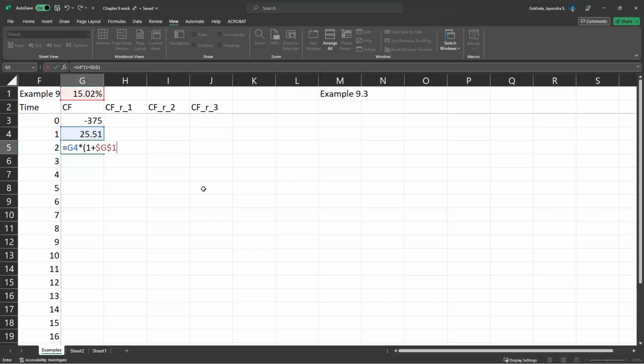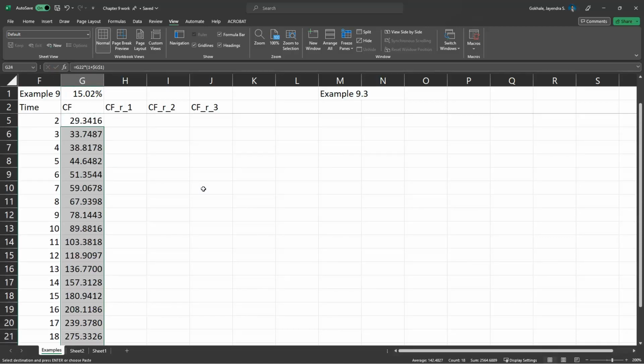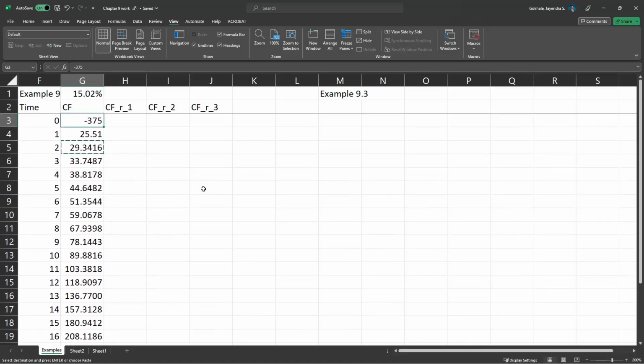So equals previous value times parenthesis 1 plus $G$1. So it's going to grow all the way, and that's why we said it's not going to be constant. So it's going to go all the way till the 20th year. Now, that's the first one. The second one, so these are the nominal cash flows. Now we're going to do real cash flows, that is inflation adjusted.